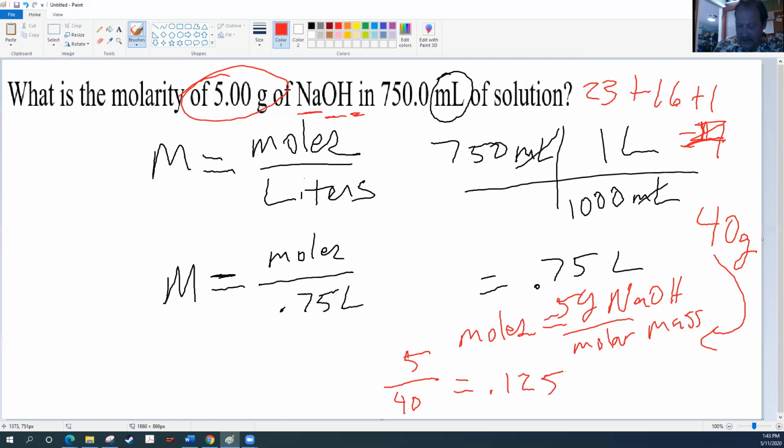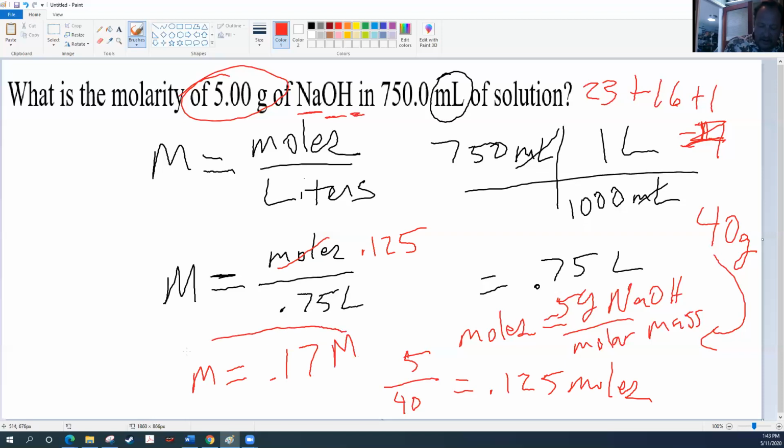And remember, that is going to be moles. And so up here, we'll scratch that mole out and put 0.125. And when we divide 0.125 by 0.75, this gives me a molarity. It goes 0.1666666, so I'm just going to round this up to 0.17. And again, we're looking for molarity, so this is going to be a capital letter M there.